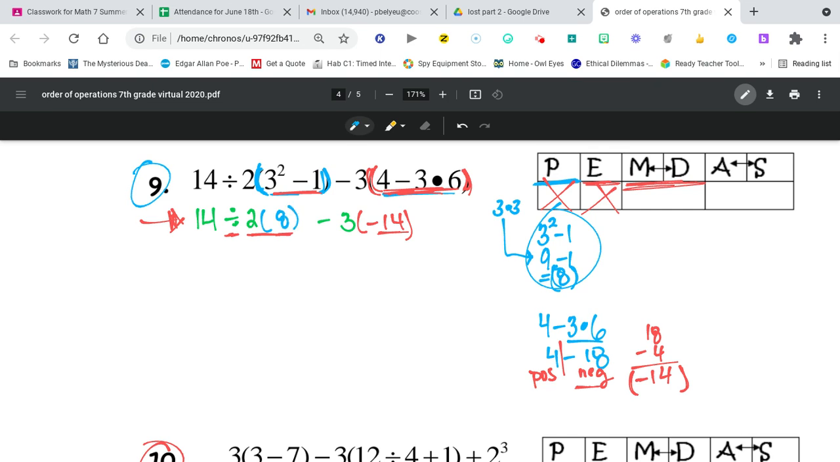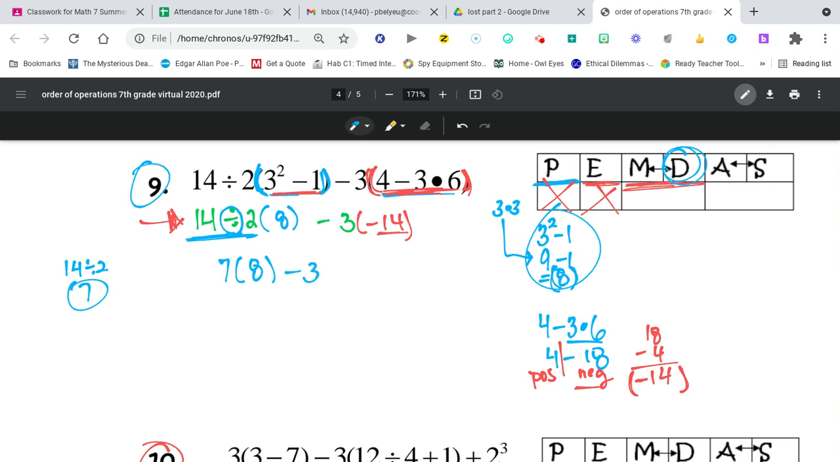All right, so let's take care of division. In this particular case, division beats multiplication. So let's divide first. So I'm going to do 14 divided by 2, which is 7. So both of these, hold on, guys. The 14 and the 2 simply change to a 7 because that's what you get when you divide them. And then bring down your parentheses 8 minus 3 parentheses negative 14.